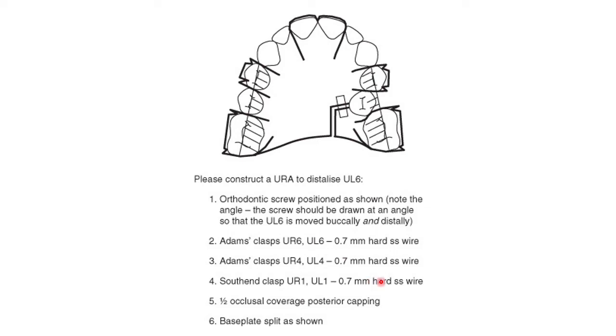In order to write it up, you need to say only half of the occlusal coverage, posterior capping or posterior bite plane, so that it won't cover until the bridge of the Adams clasps. Okay, and then you also need to state that the orthodontic screw is positioned as shown. You also need to draw it properly so that the technician can make the removable appliance as shown here.